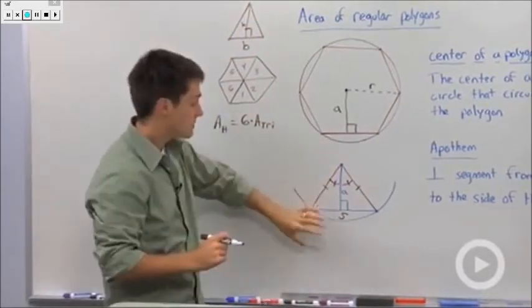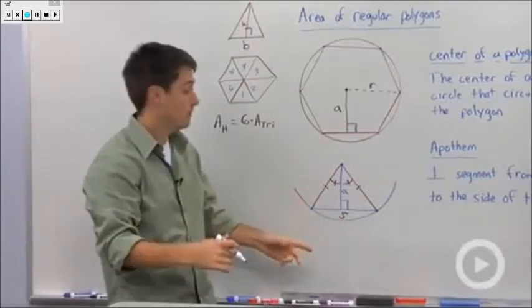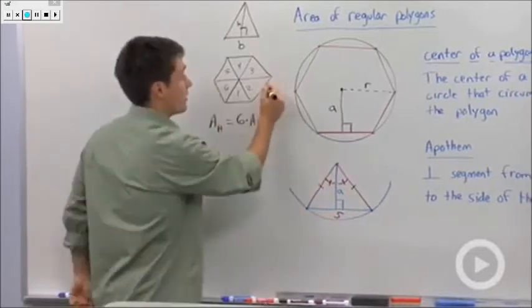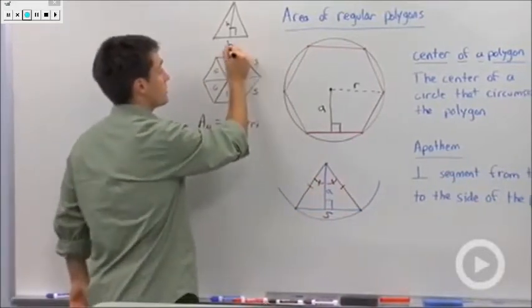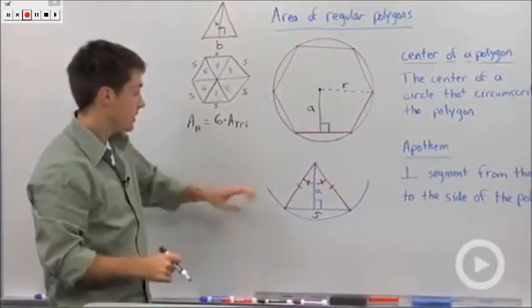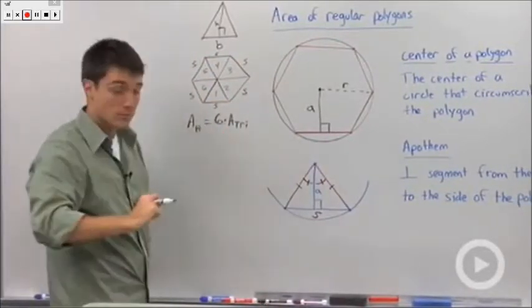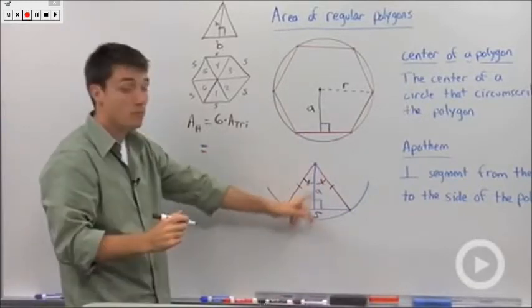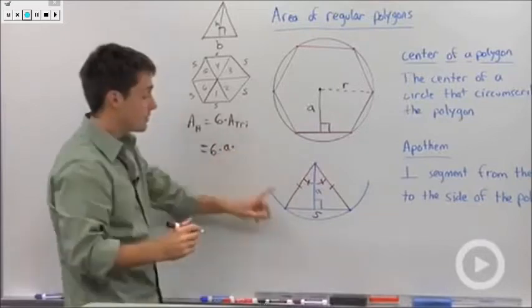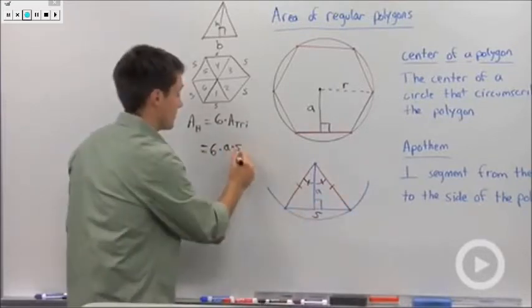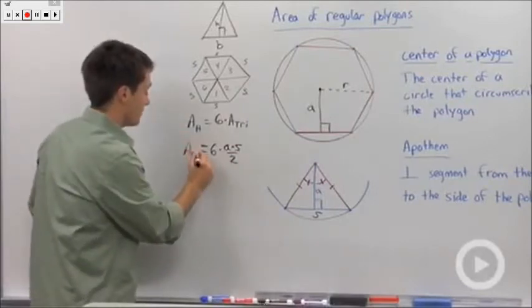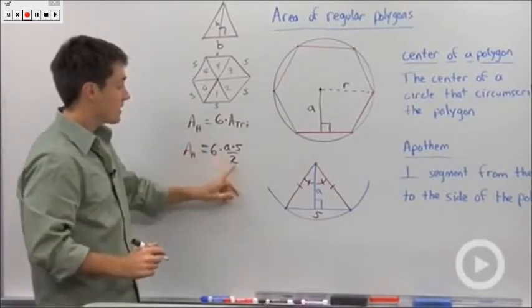So specifically for a polygon, we're going to call this A, and we're going to call that base S, where if we go back here, S is our side length. So notice that the sides will all be the same for a regular polygon. So the area of this triangle is going to be the apothem, which is the height, so I'm going to say 6 times the apothem, times the base, which is S, divided by 2. So the area of a hexagon is equal to 6 times the area of one of your triangles.